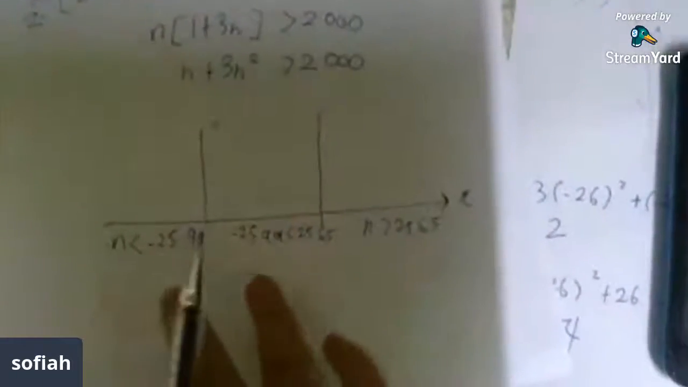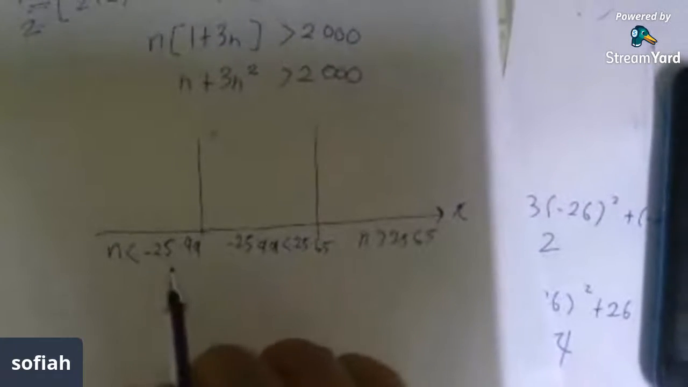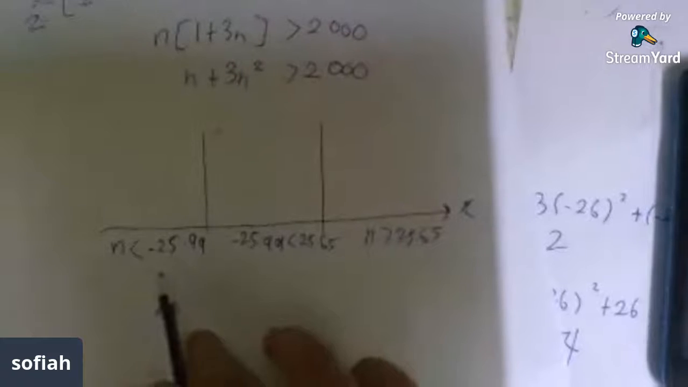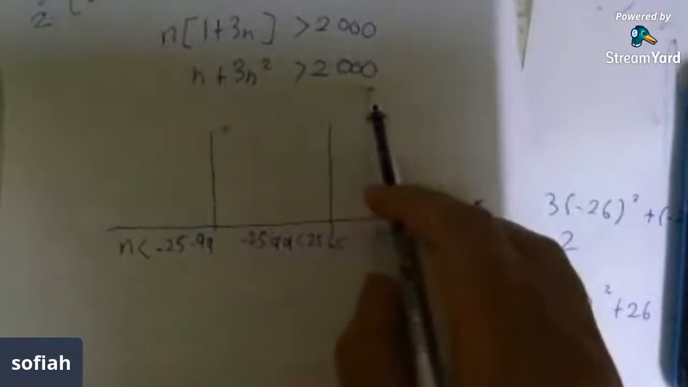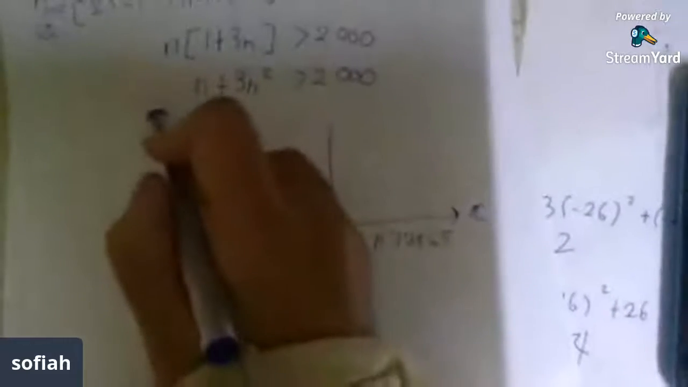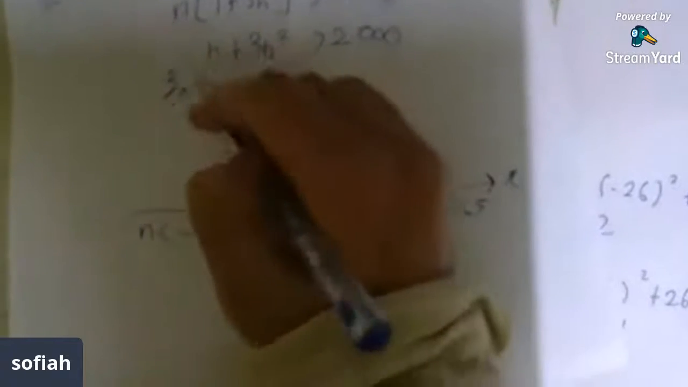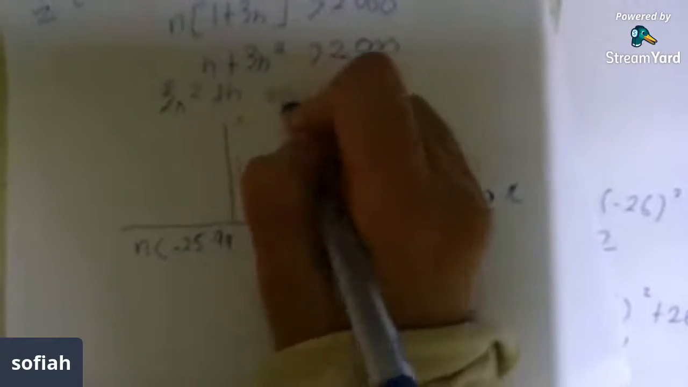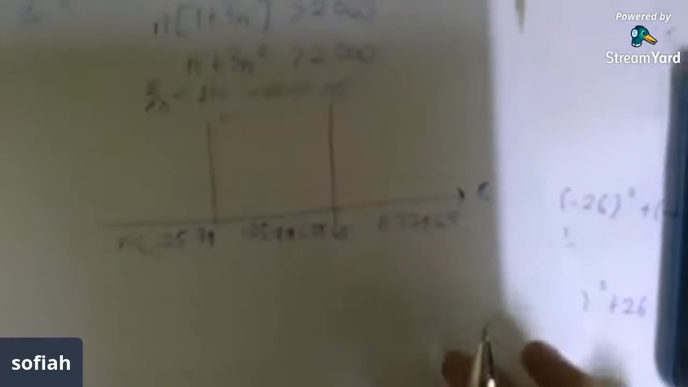So in order for us to know the value of n, we need to choose one point and substitute it in this formula. Oh, jap lupa. Sorry, I forgot. 3n square plus n minus 2000.